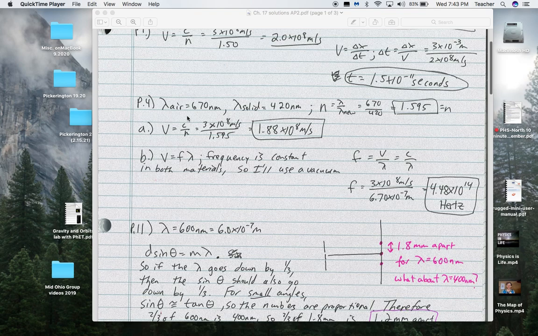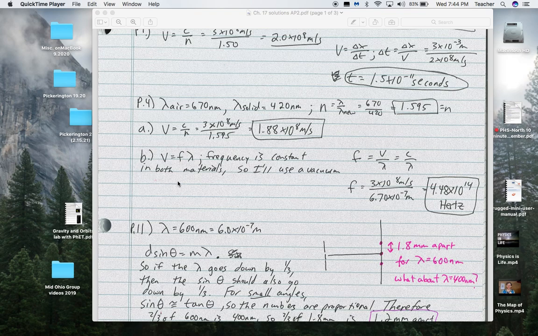For number 4, the wavelength in air was this. Wavelength in the solid was this. We know that the speed of light slows down proportionally to the index of refraction, and the wavelength does as well. So the index of refraction is 1.595 for this. We can figure out the speed would be reduced by a factor of 1.595 also. So 1.88 times 10 to the 8th meters per second.